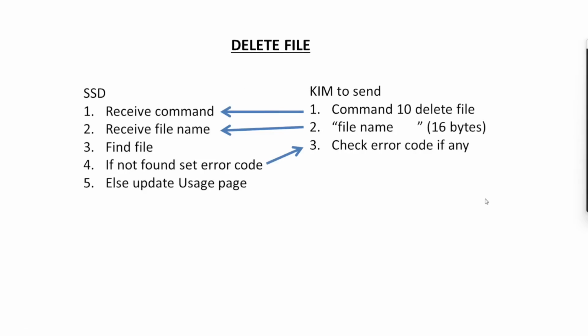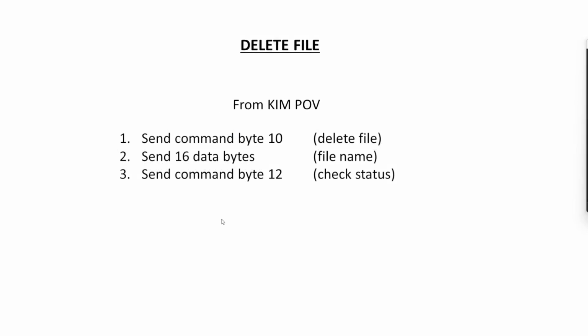So if you want to delete a file, again, you're just sending a command. So command 10, delete a file. And then you've got to send it what file name it is, and it receives that. Then it goes off to find the file. If it can't find the file, it just sends a message back saying, I can't find that file. That's the end of it. If it can find that file, then it updates this usage page, which basically marks it as deleted. And there you go, job done. Nice and simple, that one. So from the KIM's point of view, it says command 10, delete, 16 bytes file name, and then just checks the status at the end, which will tell it whether the file's been deleted or not.